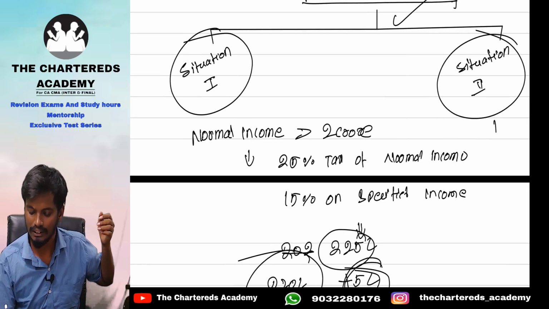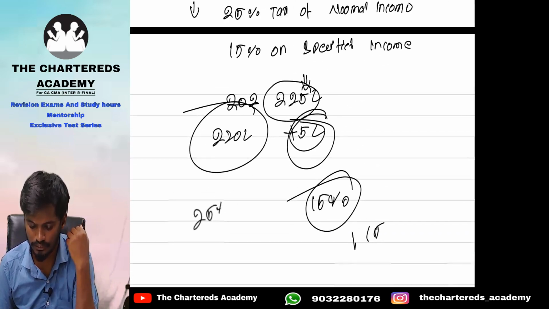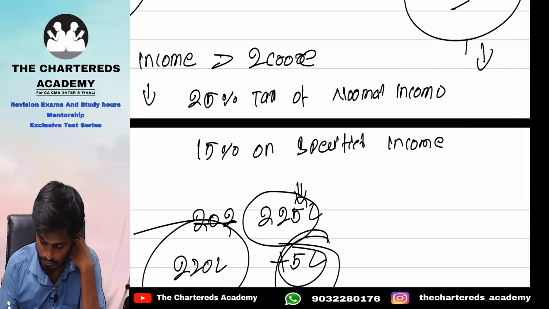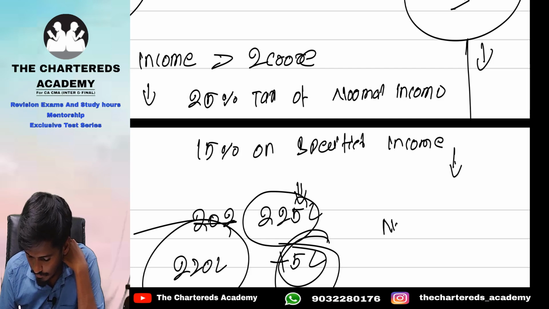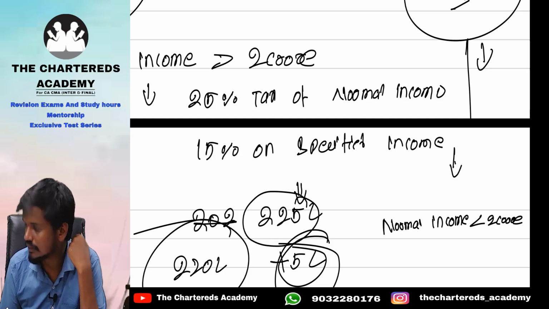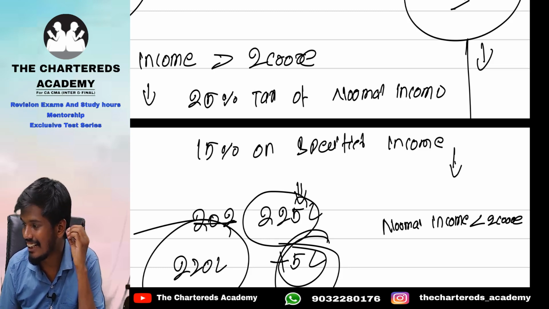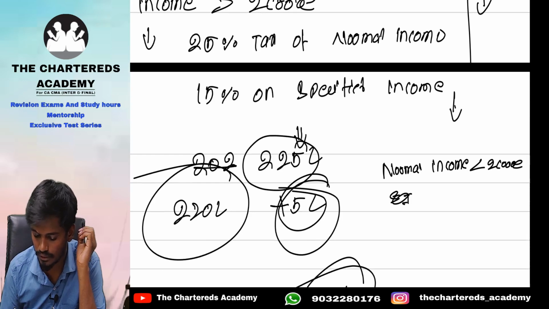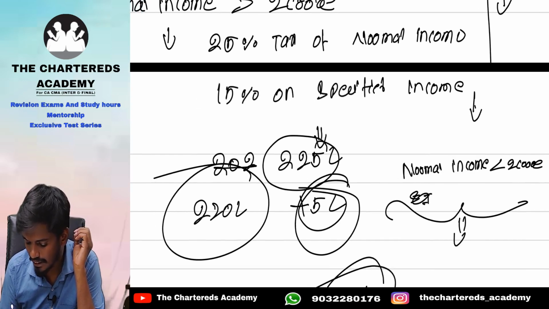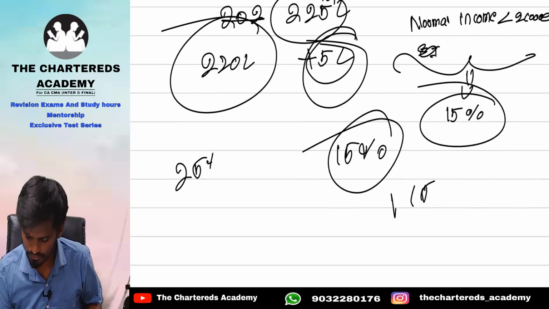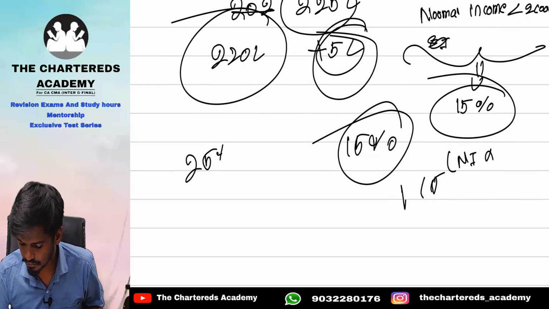Okay. Sir, what is situation 2? In situation 2, your normal income is less than 2 crores. Your specified income is not. Your normal income is less than 2 crores. In this situation, you charge directly 15%. There is no question. You charge 15% directly on both normal income and specified income.